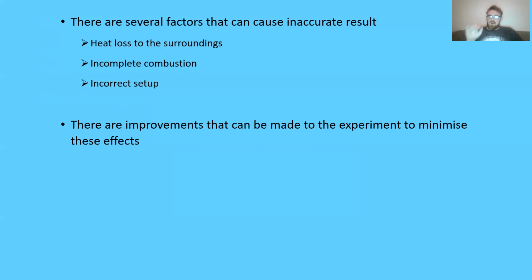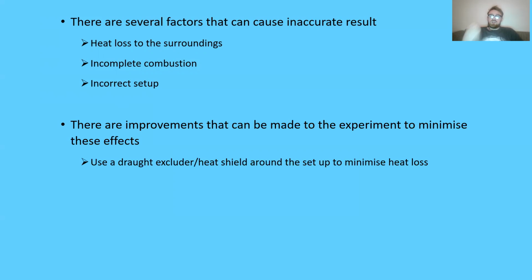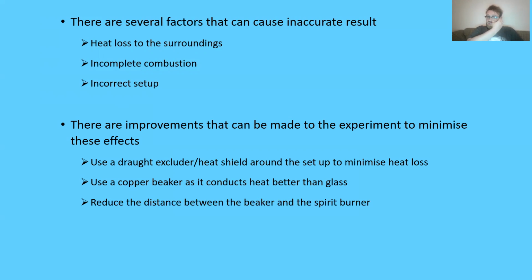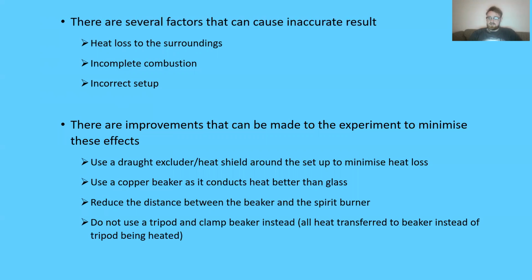There are improvements that can be made to the experiment to minimize these effects. Use a draft excluder heat shield around the setup to minimize heat loss. Use a copper beaker as it conducts heat better than glass. So if you're using a copper beaker, the heat will be able to transfer to the water more easily because that is a better conductor. Reduce the distance between the beaker and the spirit burner. If you lower that beaker down, there's less chance of heat loss.